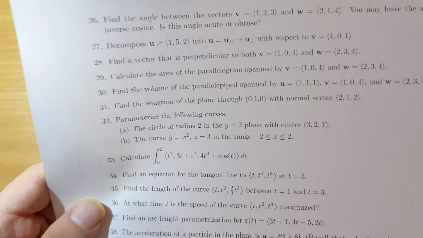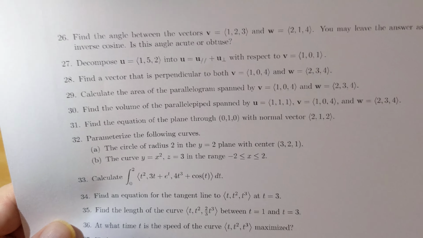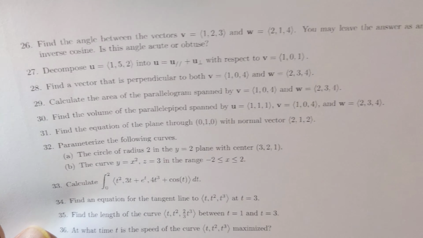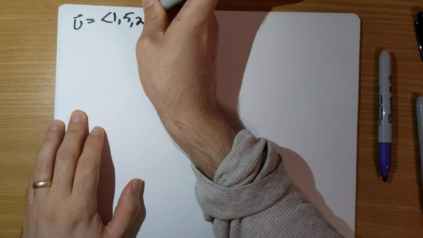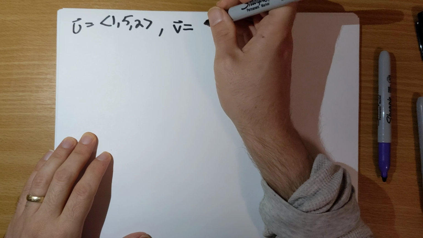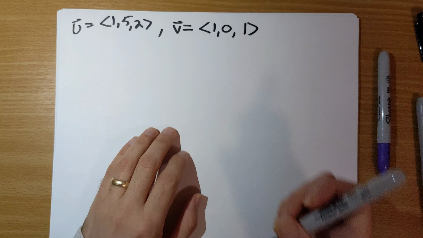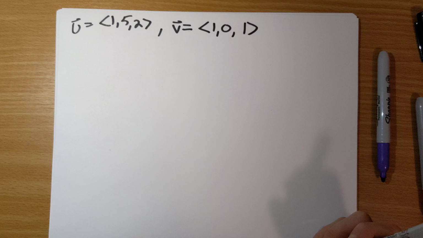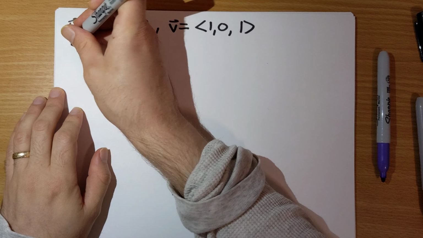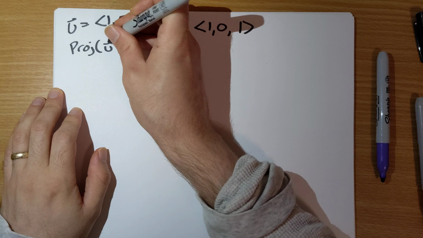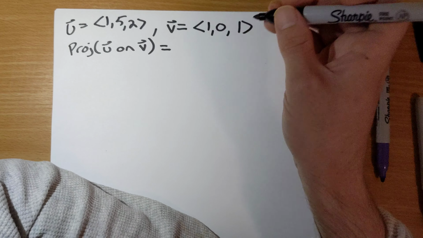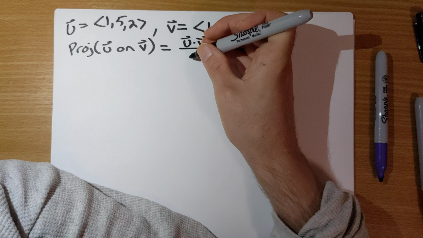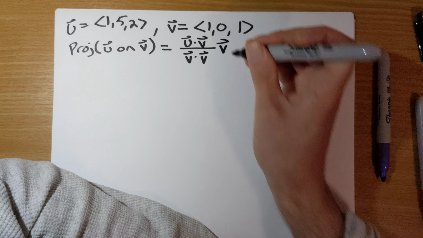Okay, problem number 27. Decompose U into U parallel plus U perp with respect to the vector V is 1, 0, 1. So U is 1, 5, 2. V is 1, 0, 1. To find the component of U parallel to V, the projection of U on V, what do we do here? The formula is U dot V divided by V dot V, all of that times V.